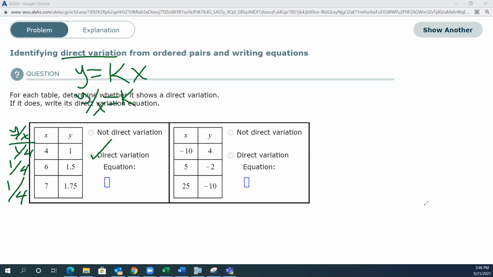I'm going to put an 8 right there. So instead of -10, it's -8. All right, so let's do the same thing for the second one.